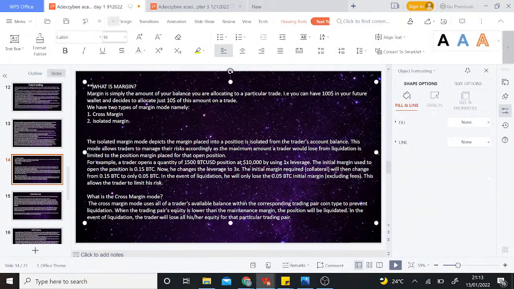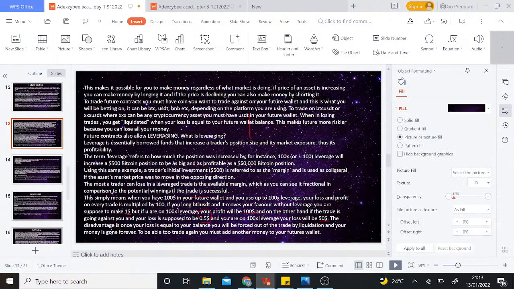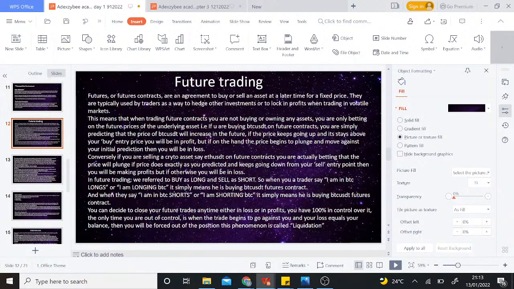Now, we're introducing ourselves to what futures trading is. And yesterday I defined it, and I said in futures trading you can make money when the coin is going up, and you can equally make money when the coin is going down. So you can make money from both volatility, that's from both changes in price. So that's one advantage.